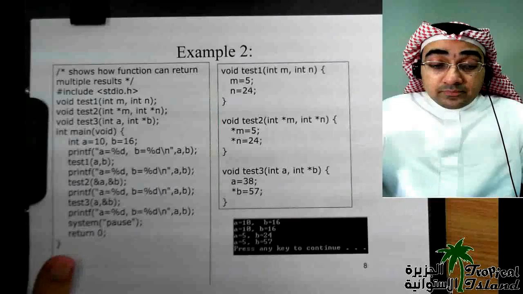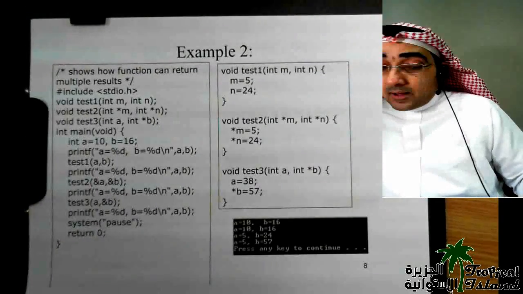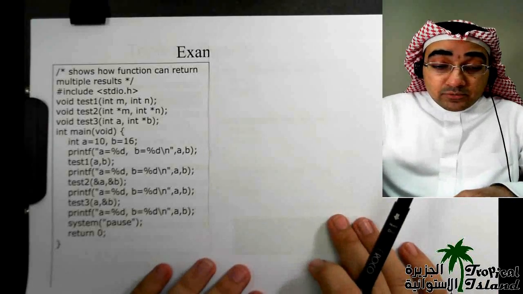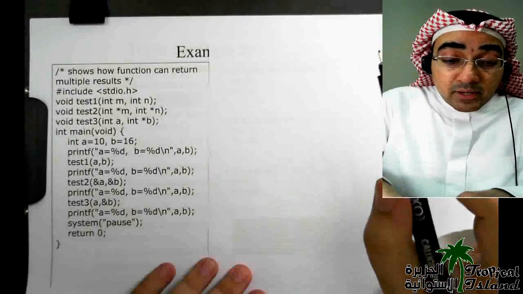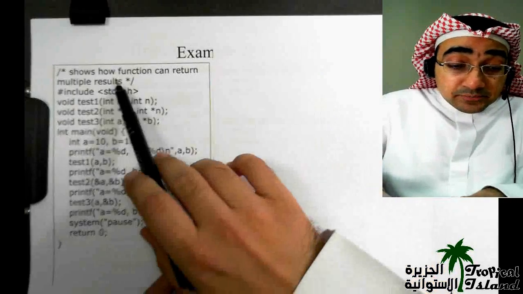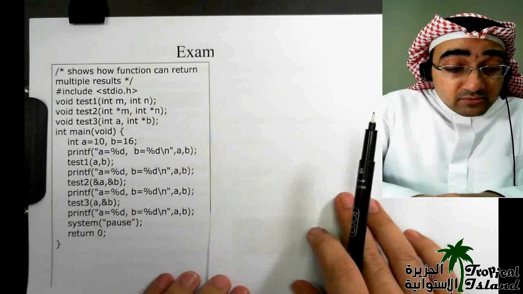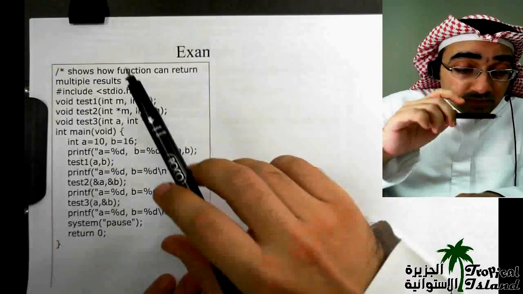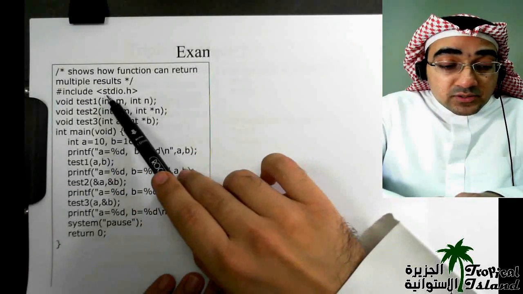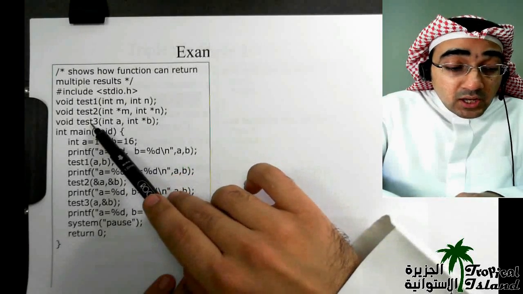So here is the example. I'm going to cover this half of the example over here so I can draw the memory maps. This example shows how functions can return multiple results. It's just a small example, nothing specific in it. It has the #include directive with stdio.h, and we have three functions.